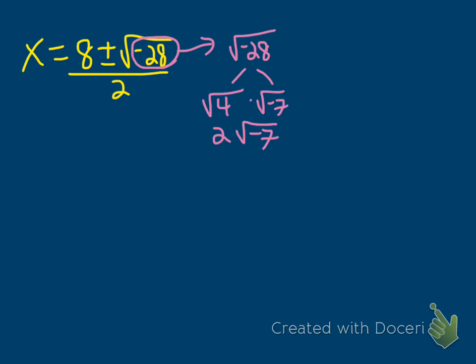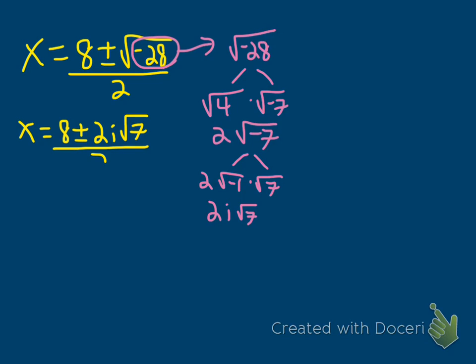But since that's a negative, we can keep going further with this and make it 2 times the square root of negative 1 times the square root of 7. And we know the square root of negative 1 is I. So that simplifies to 2I square root 7. So now I'm going to take that and replace the square root of negative 28 with 2I times the square root of 7. And then I am going to again break this into two separate fractions because we can do 8 divided by 2 plus or minus all of this divided by 2. And then I'll simplify each fraction on its own.